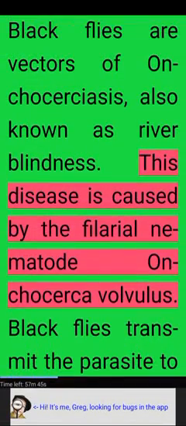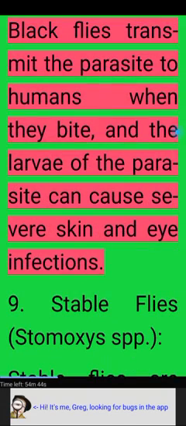This disease is caused by the filarial nematode Onchocerca volvulus. Black flies transmit the parasite to humans when they bite, and the larva of the parasite can cause severe skin and eye infections.